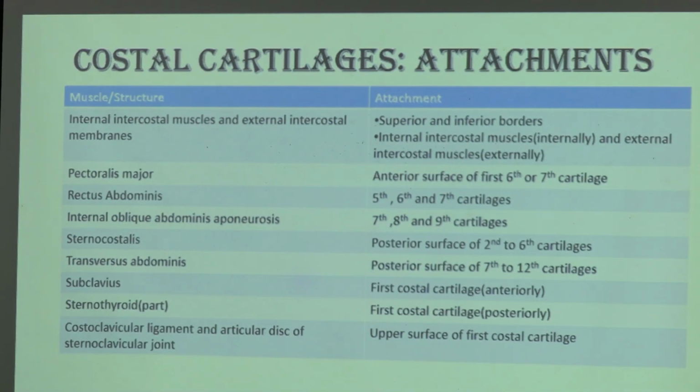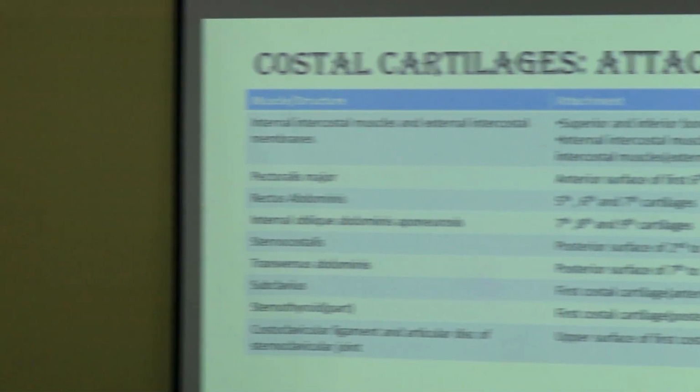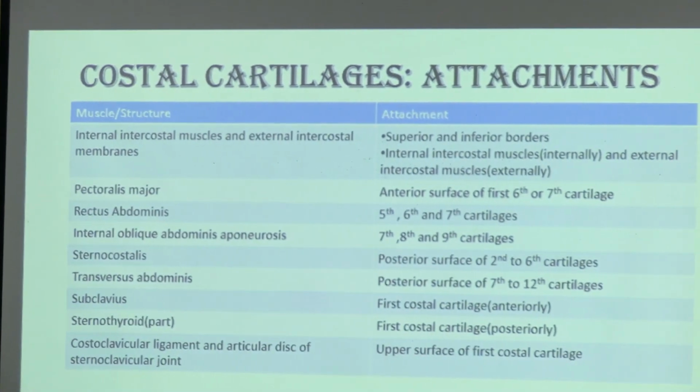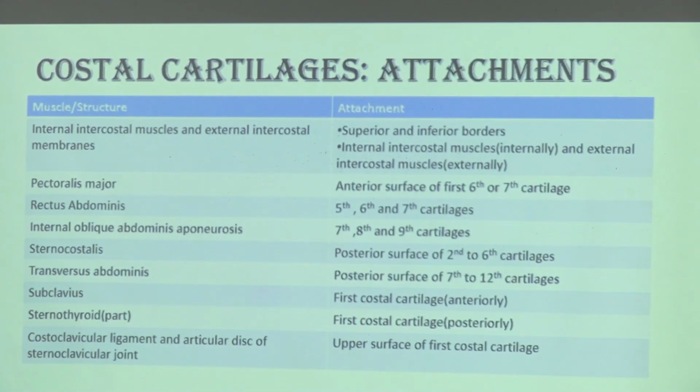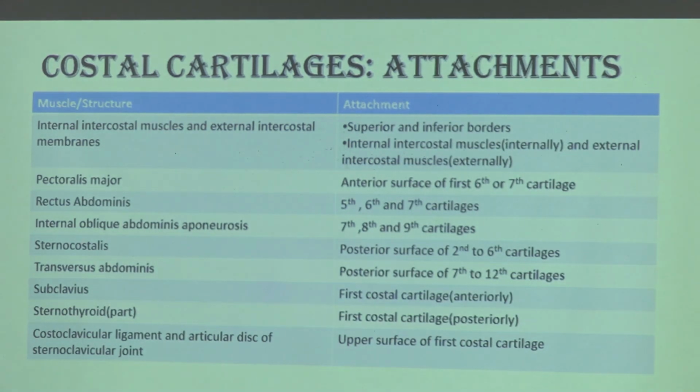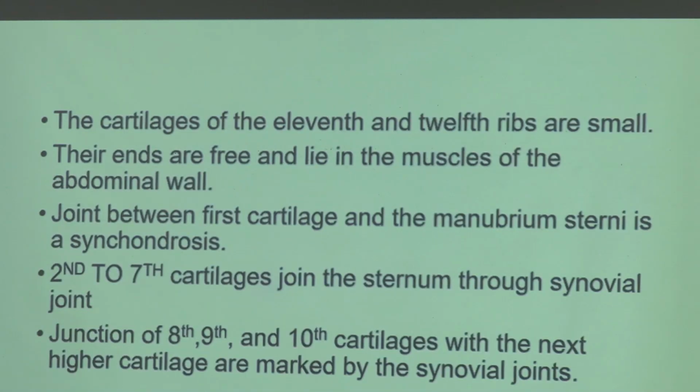Sternocostalis is attached on the posterior surface of the 2nd to 6th. Then transversus abdominis, posterior surface of the 7th to 12th. Subclavius, first costal cartilage anteriorly, and sternothyroid, first costal cartilage posteriorly. And costoclavicular means between the rib and clavicle: the costoclavicular ligament and articular disc of the sternoclavicular joint are attached on the upper part of the first costal cartilage. So these are the muscle attachments in case of costal cartilage. Clear?